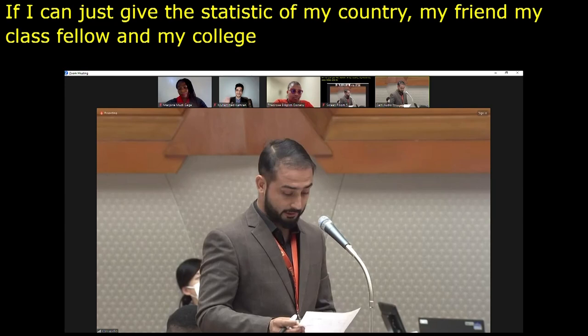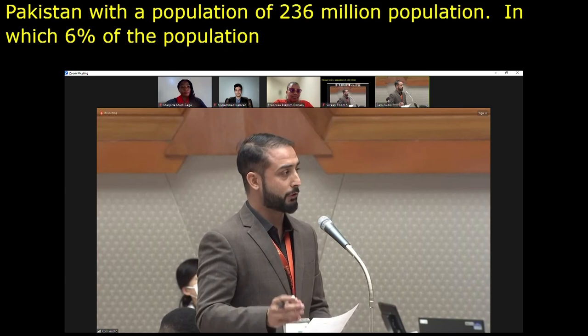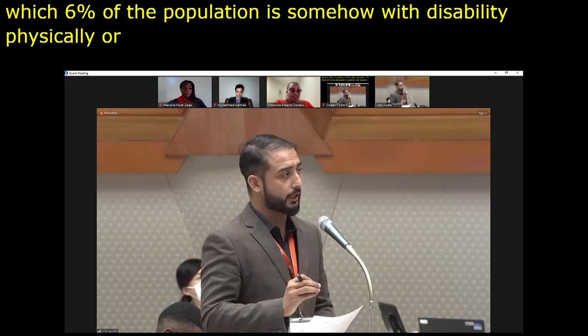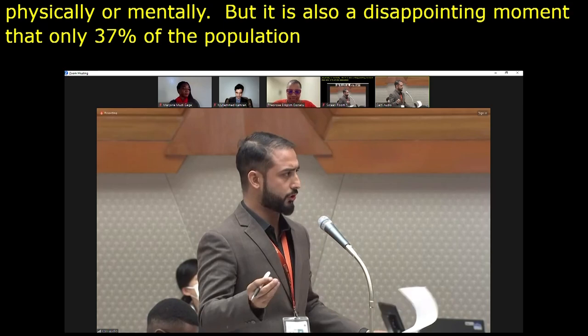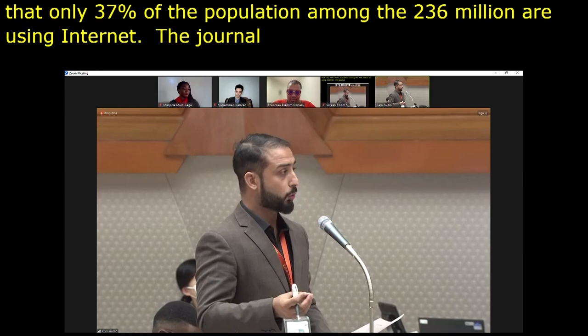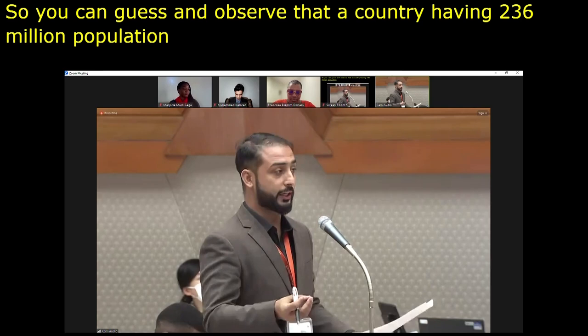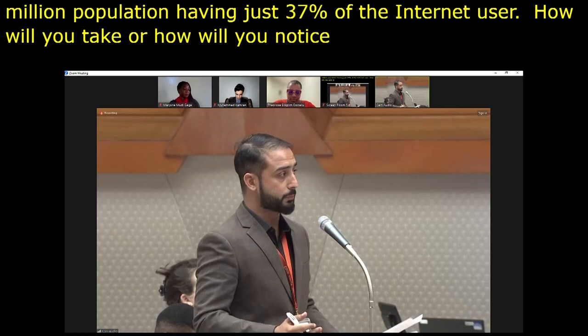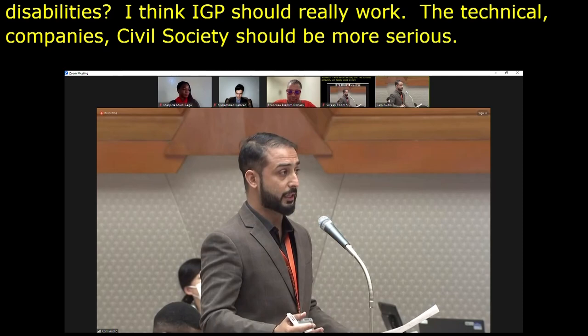Pakistan has a population of around 236 million, of which 6% live with some disability, physical or mental. But it is also disappointing that only 37% of the population among the 236 million are using the internet. So you can observe that in a country of 236 million with just 37% internet users, how will you notice the people with disabilities? I think the IGF should really work, and the technical community, the companies, and civil society should be more serious. I'm hopeful that we can see a good number of people with disabilities at the IGF next year, wherever it happens. Thank you.